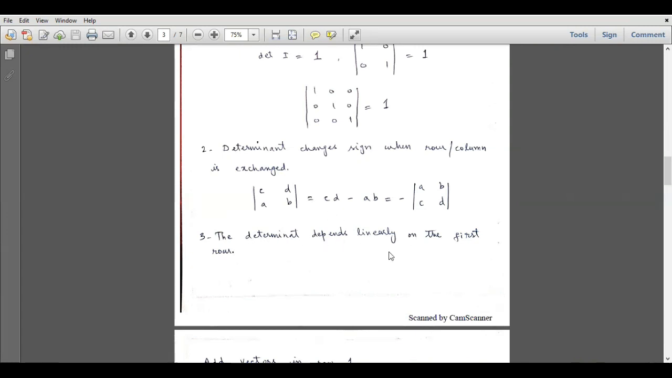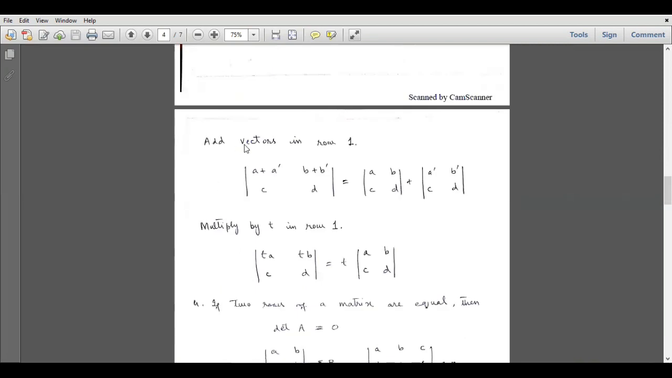The determinant depends linearly on the first row. If we have added two entries in the first row, then that will be equal to the determinant of the original matrix plus the determinant of the new matrix with new entries in the first row. And if we have a multiplier t in the first row, then the determinant will be equal to t times the determinant of the original matrix. This is also valid for a multiplier in the first column or any column, right?